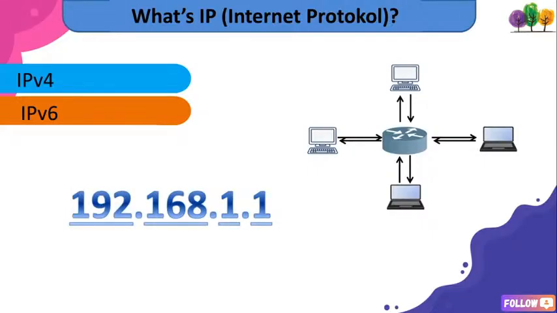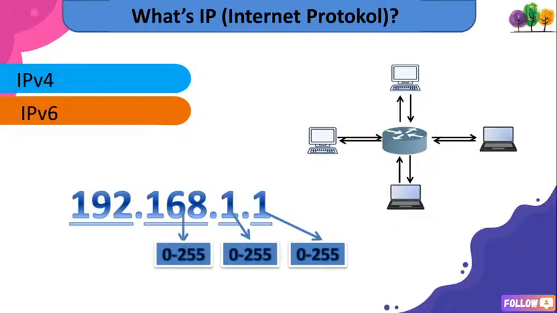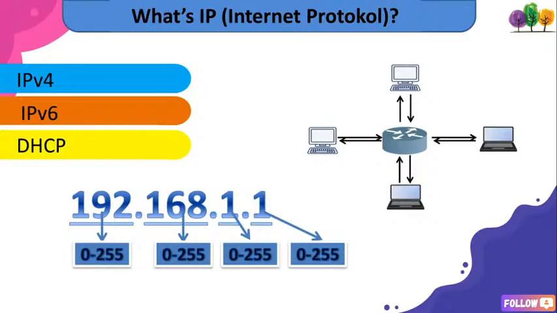So here's an example, 192.168.1.1. Now, each number group can have a value between 0 and 255. So if there are two computers with the same IP, there will be IP conflicts in the network. So in order to prevent this, DHCP, or Dynamic Host Configuration Protocol, is used. And what DHCP does is assign a different IP to each computer. So therefore, you don't have an IP conflict, right?